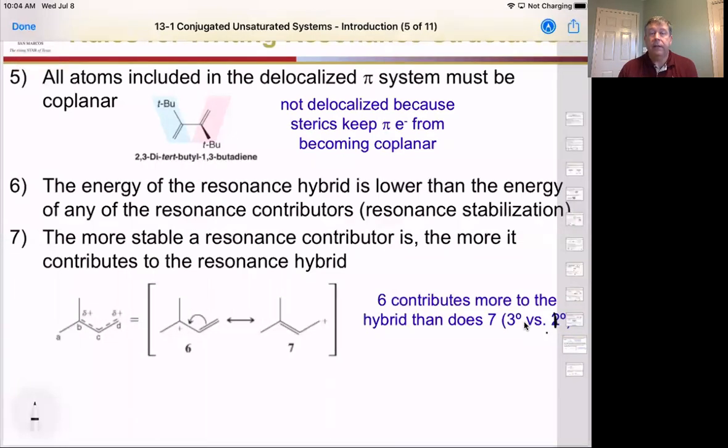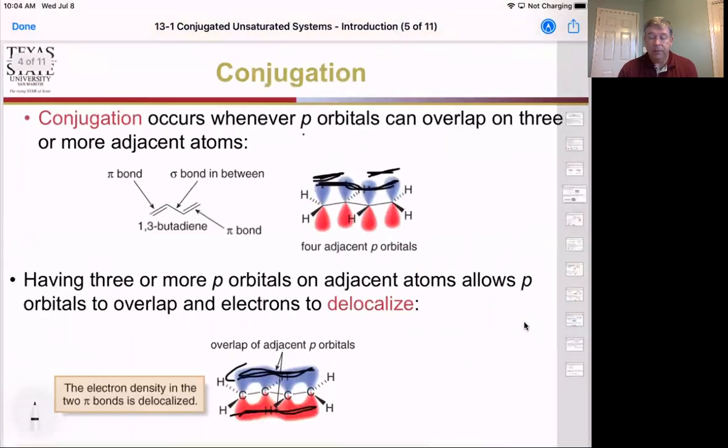If you have a delocalized pi system, those p orbitals must be coplanar. Remember our picture up here, all of these have to be coplanar. If they are not coplanar, they cannot overlap. If they're tilted away from each other, like 90 degrees out of plane, they cannot overlap, therefore it will not work.